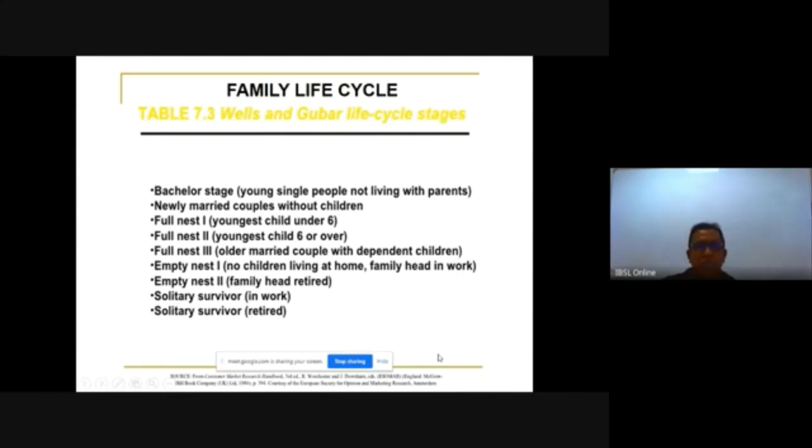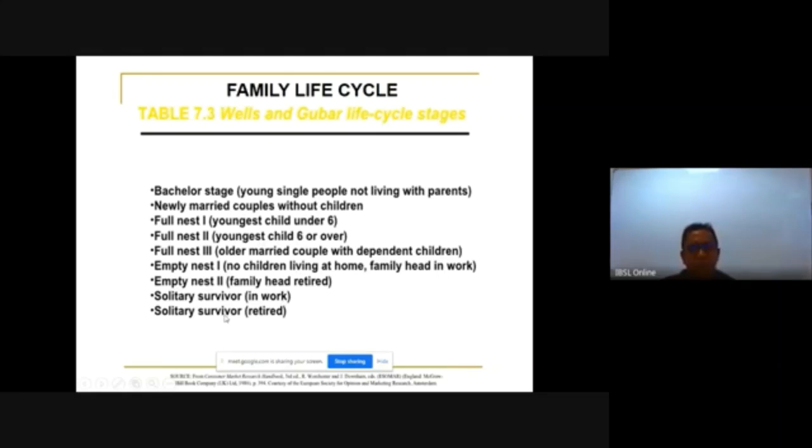and also we discussed about the family life cycle. You remember, there are stages we pass through in our life as a family. Bachelor, we start as a bachelor after we become adults. Then newly married couples without children. Then full nest 1, youngest child under 6. Full nest 2, youngest child over 6. Full nest 3, all the married couples with dependent children. Empty nest 1, 2, solitary survivor, in work, or retired. You know, these are the 8 stages in the life cycle of a family.